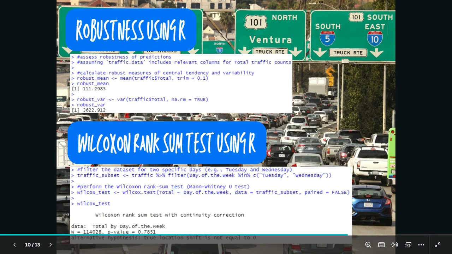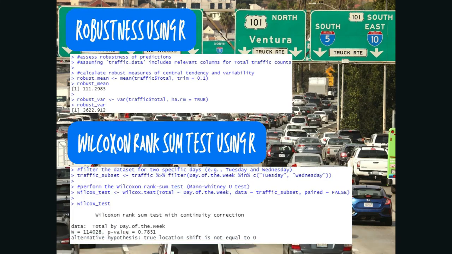And here's the robustness predictions using R to assess how robust traffic flow predictions are to outliers or extreme data points. And I use robust statistics to calculate the measure of central tendency and variability that are less sensitive to outliers, or in other words, the trimmed mean.